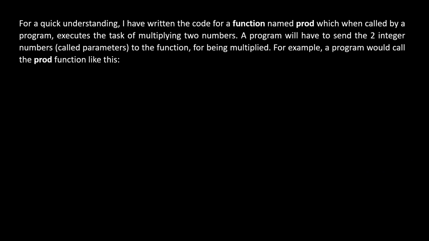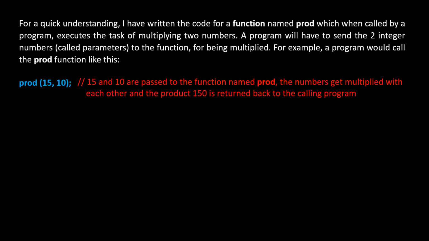For a quick understanding, I have written the code for a function named prod, which when called by a program, executes the task of multiplying two numbers. A program will have to send the two integer numbers called parameters to the function for being multiplied. For example, a program would call the prod function like this: prod(15, 10). It means 15 and 10 are passed to the function named prod, the numbers get multiplied with each other, and the product 150 is returned back to the calling program.